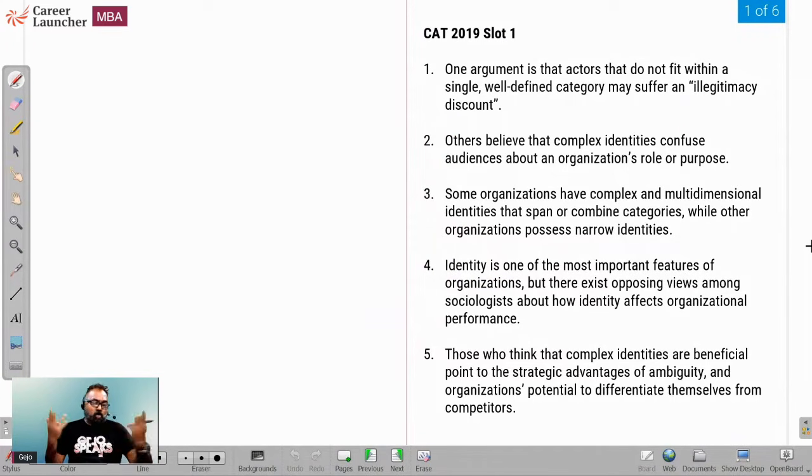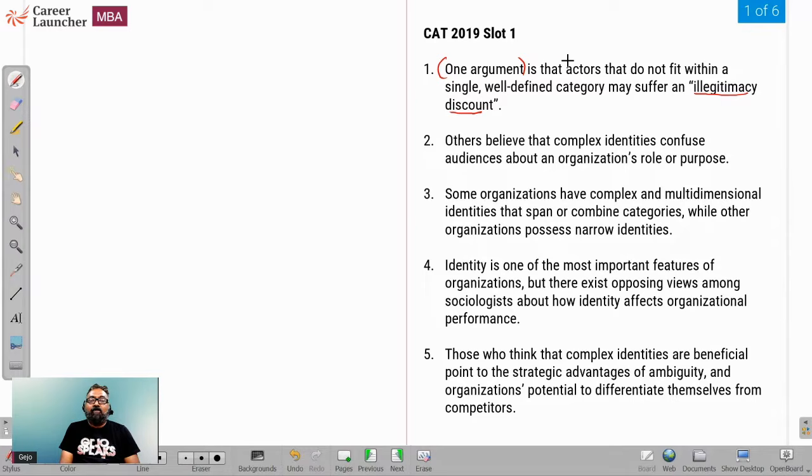So, of course, the objective that we have is to identify that sentence which does not belong to the paragraph. It may belong to the larger discussion, but does not belong to the specific paragraph. Okay. We have got the first sentence that talks about one argument is that actors that do not fit within the single well-defined category may suffer an illegitimacy discount.